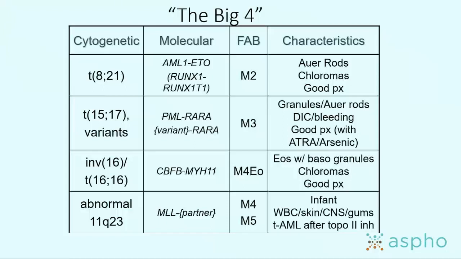These leukemias, like other monocytic leukemias, tend to infiltrate things like the skin, the CNS, and gums, and also tend to present with high white counts. And this is also the abnormality, and we'll talk about this on a later slide, that is associated with treatment-related AML after etoposide and other topo-2 inhibitors. So we'll come back to these throughout the talk because of their importance.